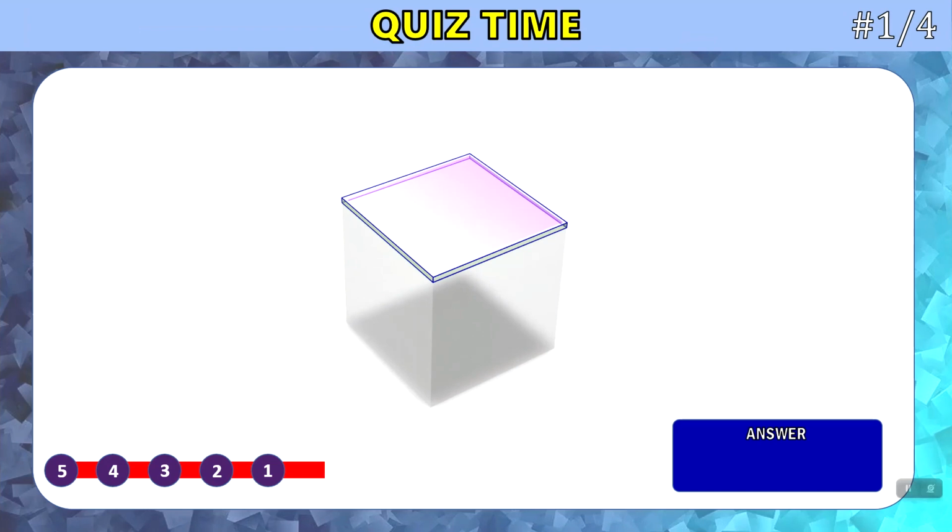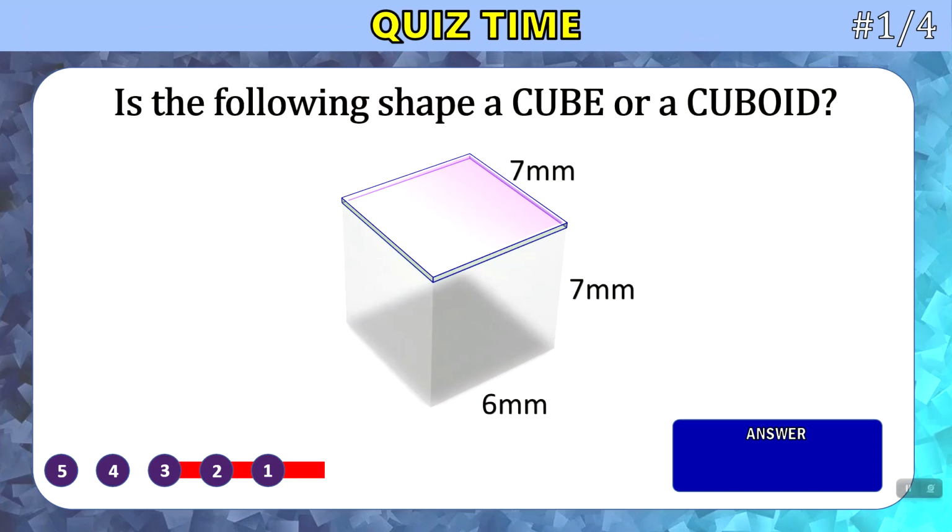And now it's quiz time. Is the following shape a cube or a cuboid? You have 5 seconds. The answer is a cuboid. Because not all of the sides are the same length, you have some sides 7 millimeters but one side 6, it can't be a cube and therefore it is a cuboid.